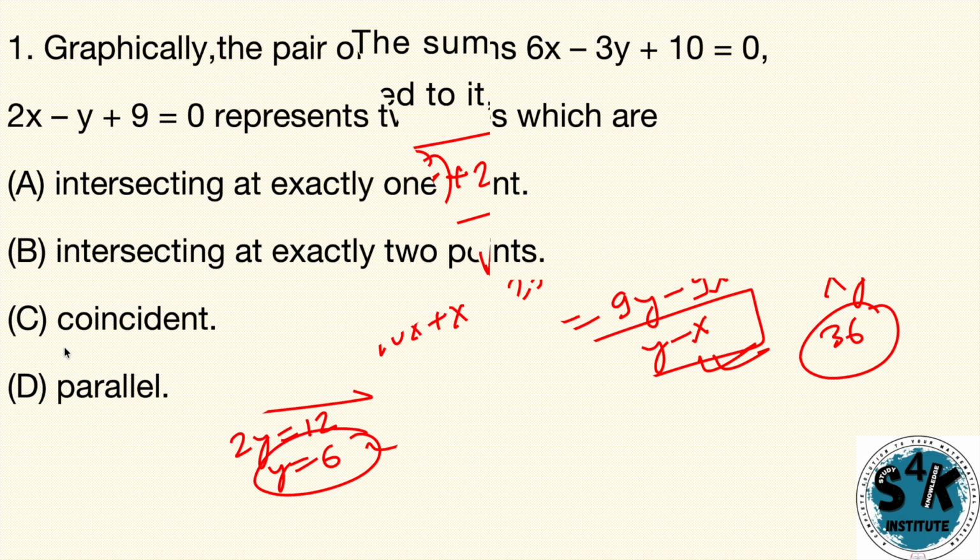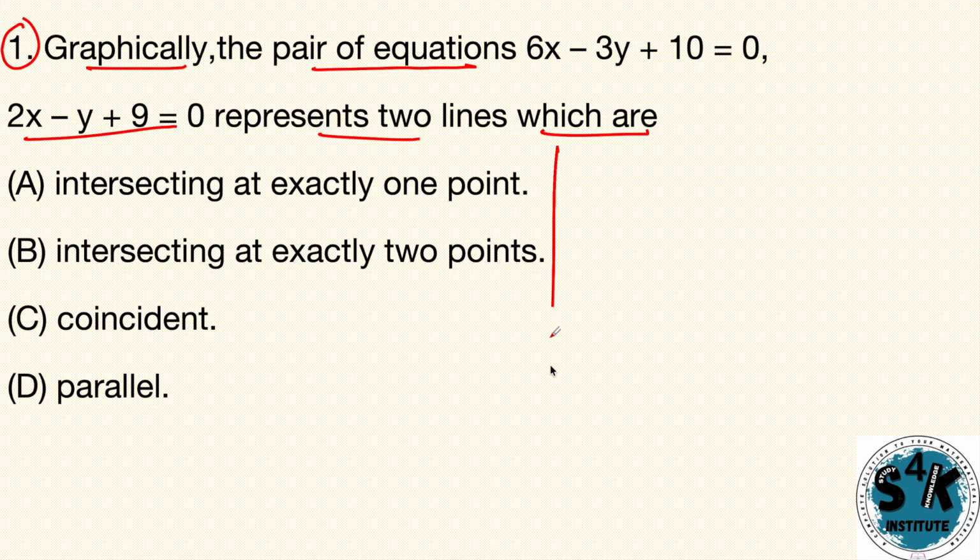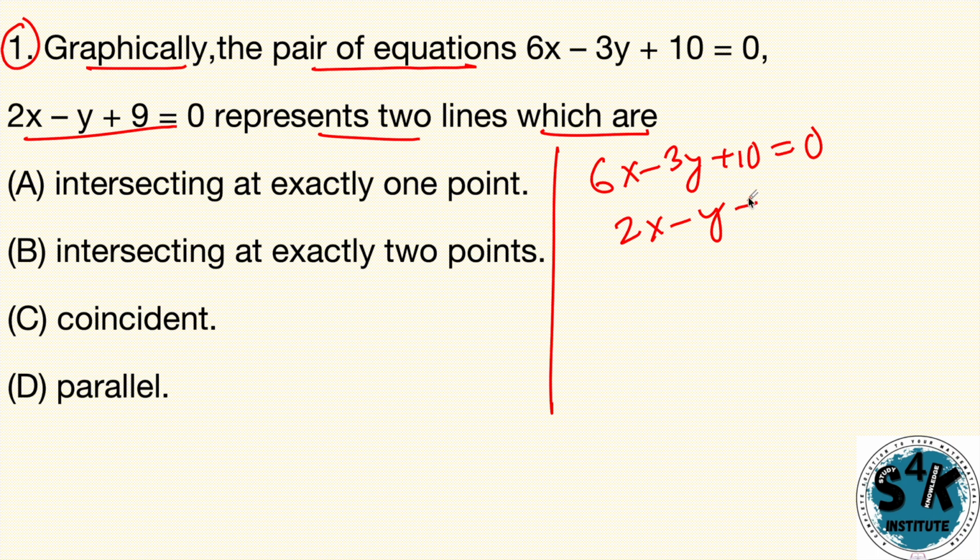Now let's solve the exemplar problems based on MCQ. So the first question is, graphically the pair of equations represent two lines which are, let's see what behavior they are showing by seeing the ratio. 6x minus 3y plus 10 is equal to 0. Okay, and 2x minus y plus 9 is equal to 0.